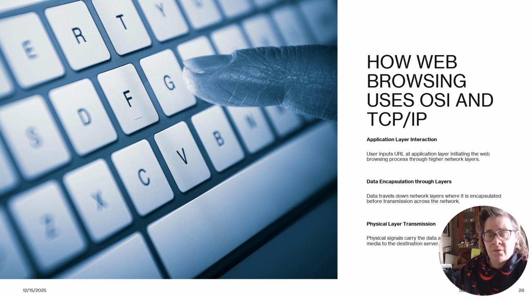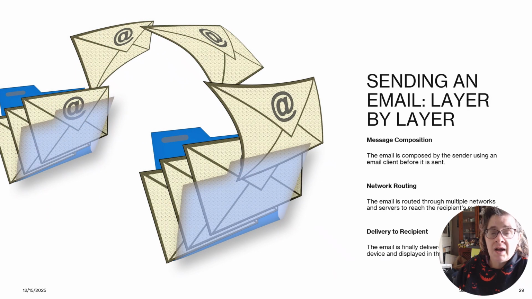Visiting a website involves data traveling down and up the layers. So they start from the top layer, go down, and then at the other end, they start at the bottom layer and go up. Okay, if that makes sense. From typing a URL at the application layer to physical signals transmitted across cables. An email passes through each layer, from composing the message to routing it across networks, finally reaching the recipient's device.